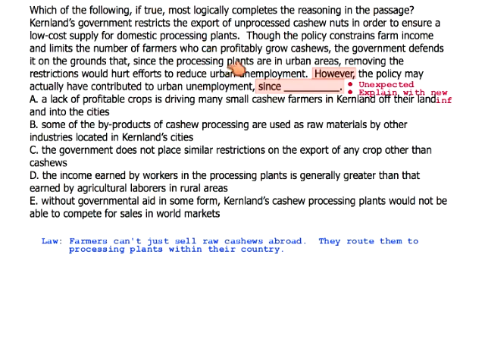But the plants are in the cities. So, I mean, this is clearly bad for farmers. But it's good for city workers because the processing plants are in the cities.